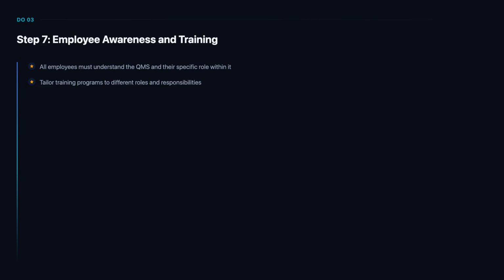One-size-fits-all training is ineffective. Core training topics should include understanding quality standards, how to follow documented procedures correctly, the importance of consistency, and how to identify and report quality issues. Go beyond compliance training to foster a genuine culture of quality ownership. When employees feel responsible for quality rather than merely following rules, they become your strongest asset for continuous improvement.